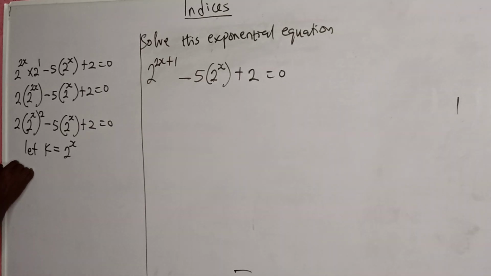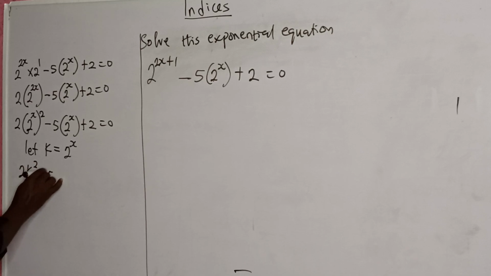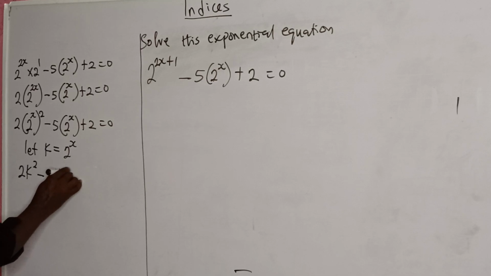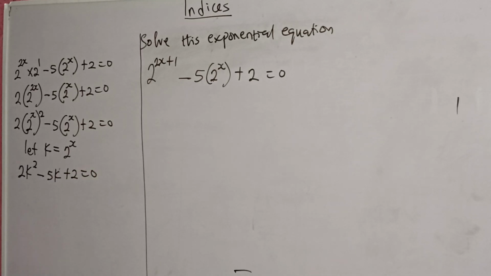So we now have in our equation 2k square minus 5k plus 2 equals to 0. We are going to use quadratic equation to solve it. Factorization will be easier for us. This is the way we are going to follow it.